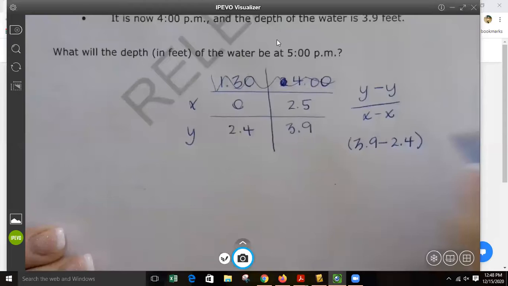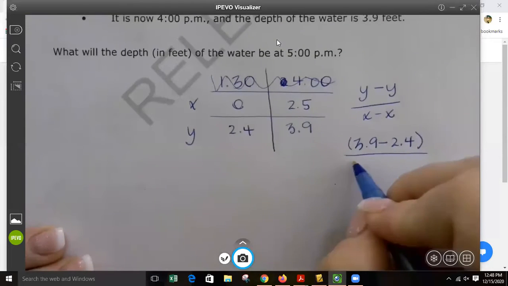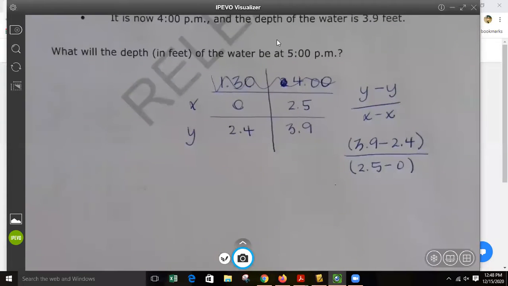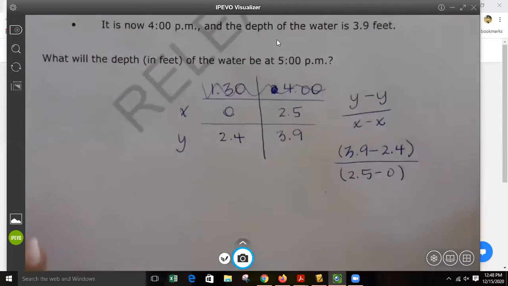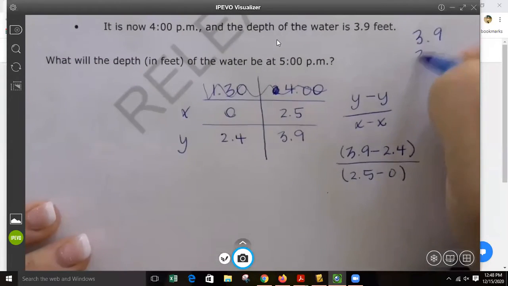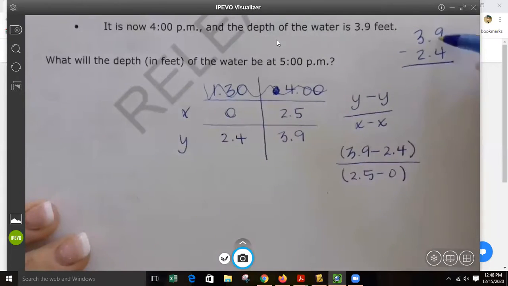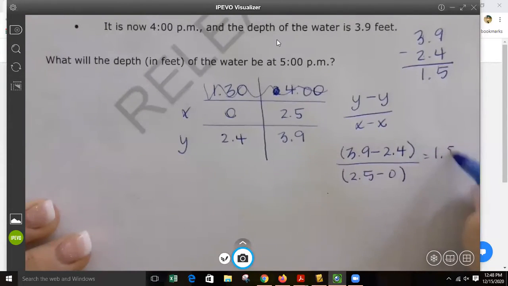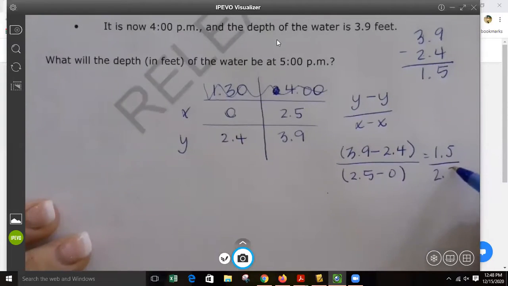So I'm going to subtract my y's, 3.9 minus 2.4. And then my x is 2.5 minus 0. You can do these in your head. If you need to write it down so it looks normal, like a regular subtraction. What's 9 minus 4? 9 minus 4, 5. 3 minus 2 is 1. So this is 1.5 over 2.5 minus 0, which is 2.5.